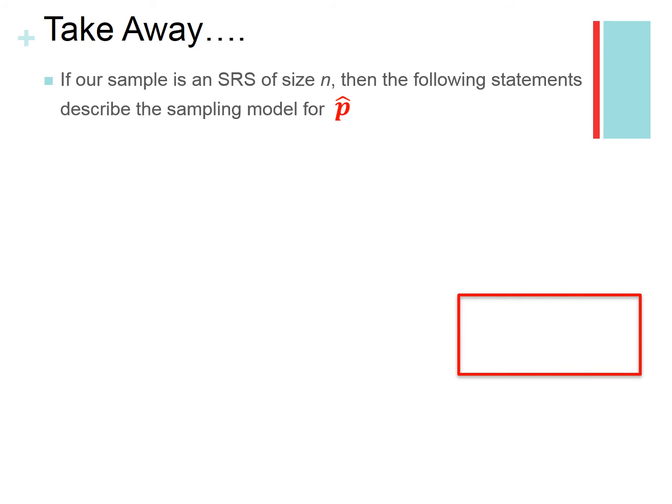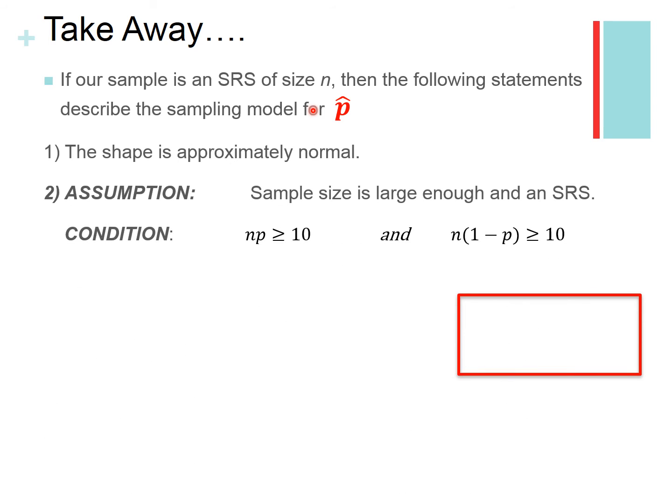All right, let's continue our takeaway. So if our sample is an SRS, a simple random sample of size n, then the following statements describe the sampling model for p hat, or our sample proportion. The shape's approximately normal. Okay, we've seen that a couple times. The assumptions and conditions that we have to know is that the sample size is large enough and it's a simple random sample. In order for it to be approximately normal, your sample size times your successes has to be greater than 10, and your sample size times your failures has to be greater than 10. You must show the work plugged into that formula.